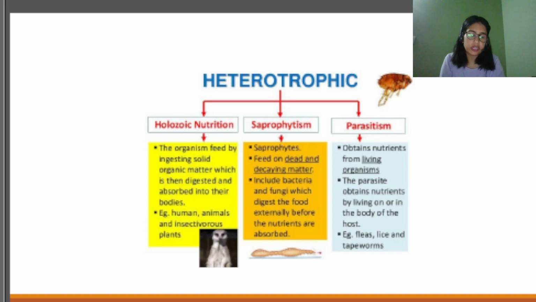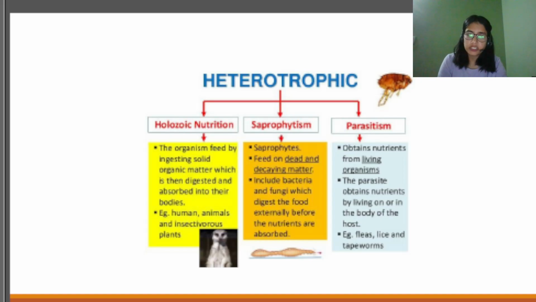When you say insectivorous plants, there are some exceptions. Certainly most plants are autotrophs, but some plants, like insectivorous plants, feed on solid matter as well, and they are dependent on the autotrophs.